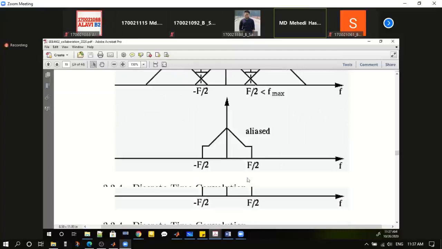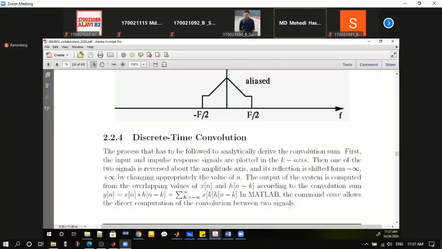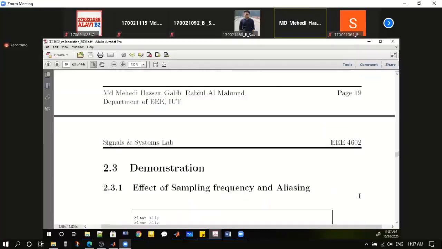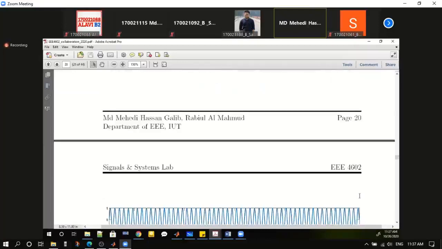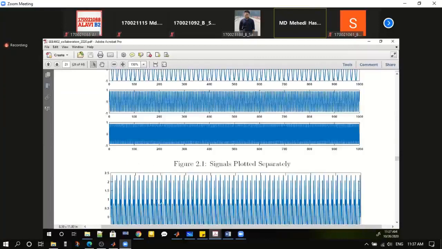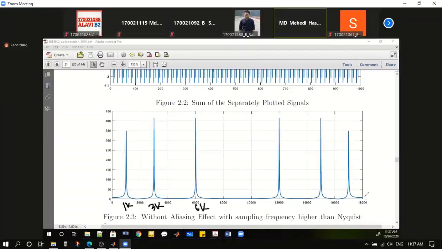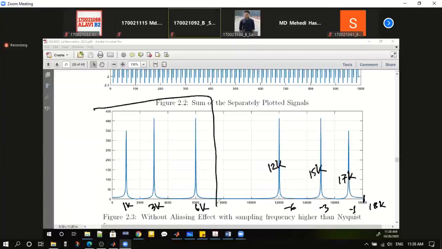And in the diagram, you can see here in the figure, this is with the 18K sampling frequency. This is the original 1K, 3K, 6K, and centering the 18K, 18 minus 1 will become 17K, 18 minus 3 will become 15K, 18 minus 6 will become 12K. Is it okay to all of you? Now, if you pass it through the low pass filter, you see there is no aliasing.